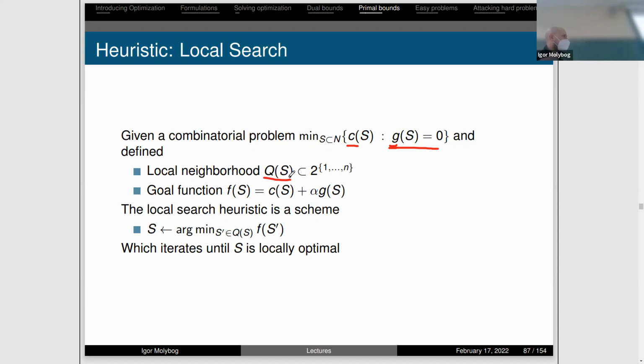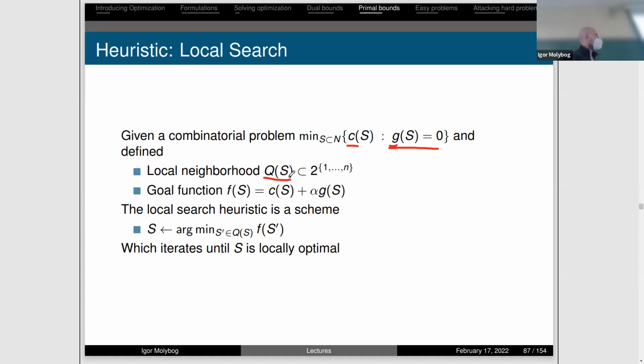So this generally depends on the definition of what a local neighborhood of a subset is. But for now we're going to keep this abstract and say that we are able to define a local neighborhood, and we will see closer to the examples what exactly the neighborhoods would be in our case.